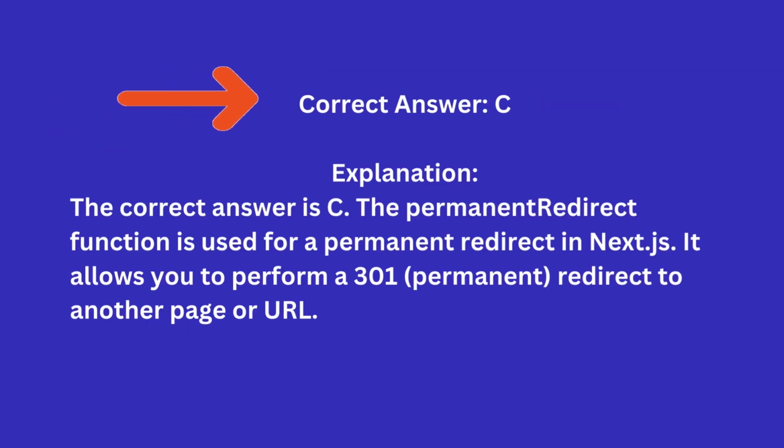Correct answer. C. Explanation. The correct answer is C. The permanent redirect function is used for a permanent redirect in Next.js. It allows you to perform a 301 permanent redirect to another page or URL.